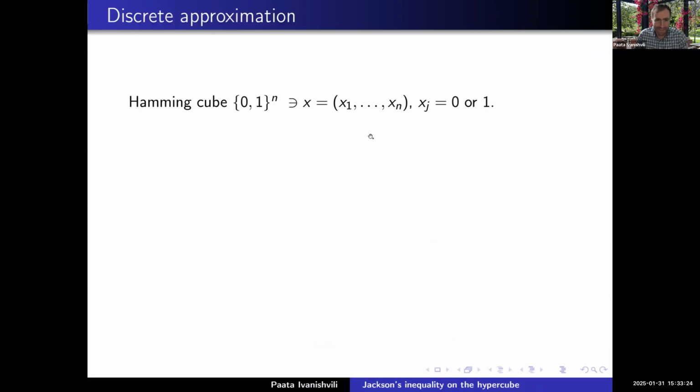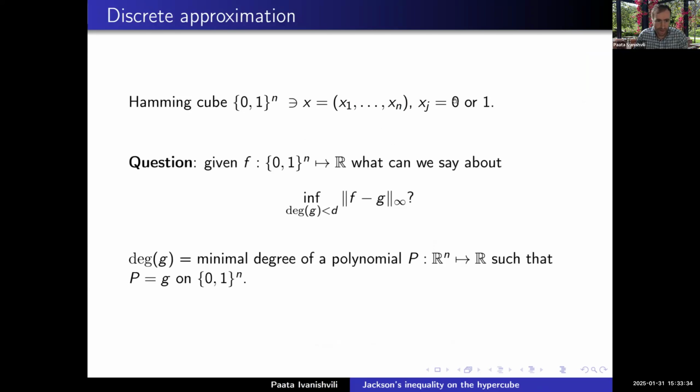Hamming cube, it's of dimension n. These are strings of zeros and ones, vectors of length n. Each coordinate xi takes two values, 0 or 1. And the main problem I want to discuss is: I give you any function on the hypercube of dimension n. They will be real valued most of the time. And what can we say about this approximation error?